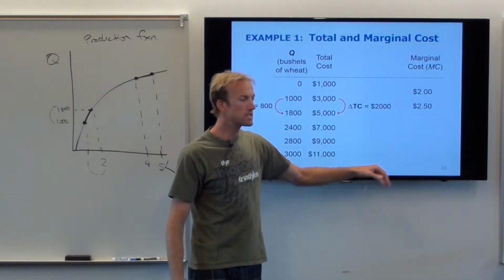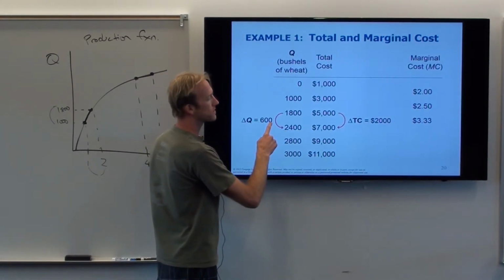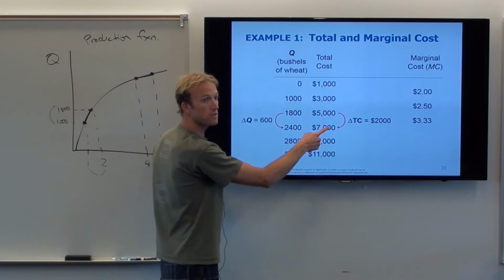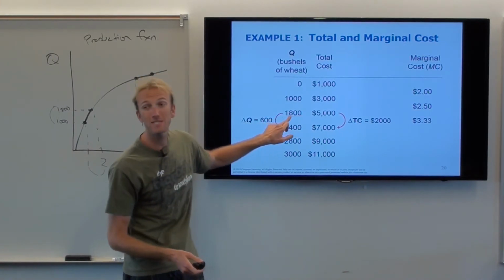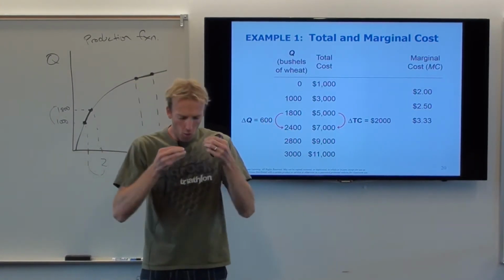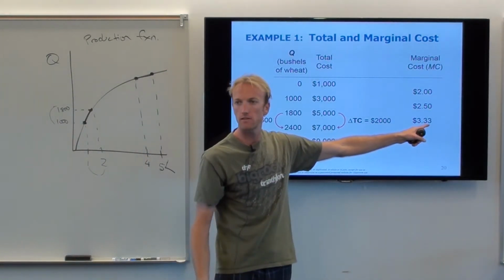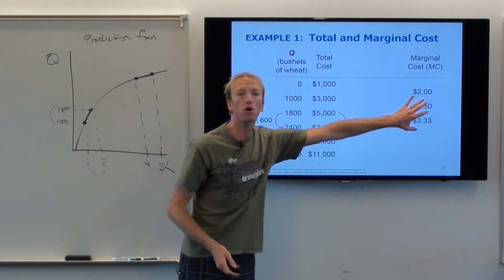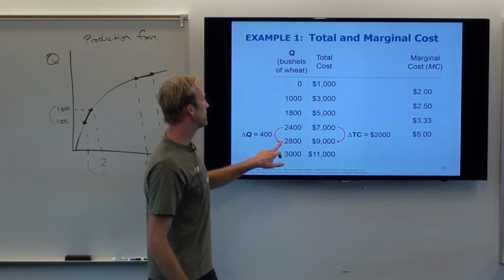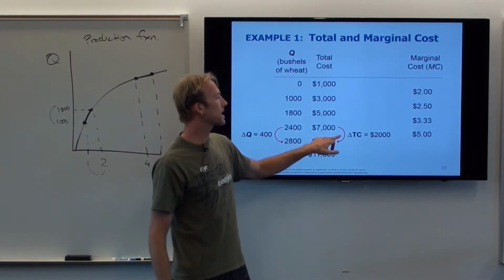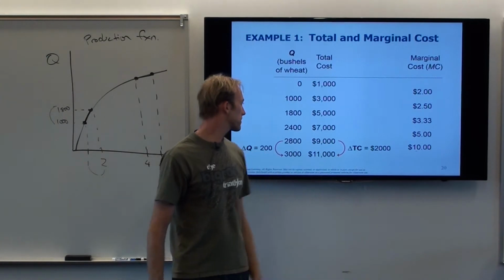Does that make sense? And now if I'm up here at 1,800 to 2,400, that's a 600 increase. My cost goes up $2,000. So $2,000 divided by 600 is $3.33. So now if I'm at 1,800 bushels of wheat and I want to make 1,801 bushels of wheat, it's going to cost me $3.33. This is like the per bushel cost, the per unit cost. Then as I keep going up, this is going down to 400, and this is staying at $2,000, so the marginal cost is $5. And then finally, $2,000 divided by 200 is $10.